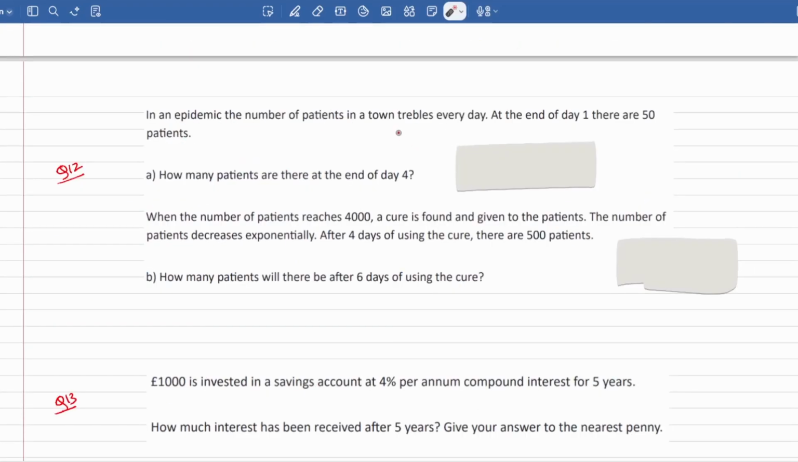In an epidemic, the number of patients in a town trebles every day. At the end of day 1, there are 50 patients. How many patients are there at the end of day 4?